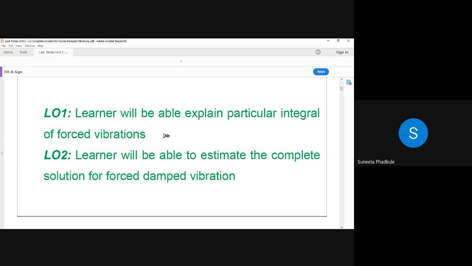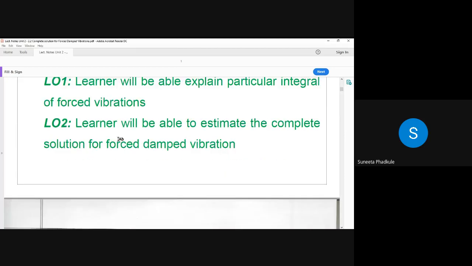Studied, no? Xp is equal to capital X into sine omega t minus phi, and you have found out the values of X and phi. That only we did, nothing else. What is your second learning outcome? You will be able to estimate the complete solution for forced damped vibration. What was your complete solution? Small x is equal to small xc plus small xp.